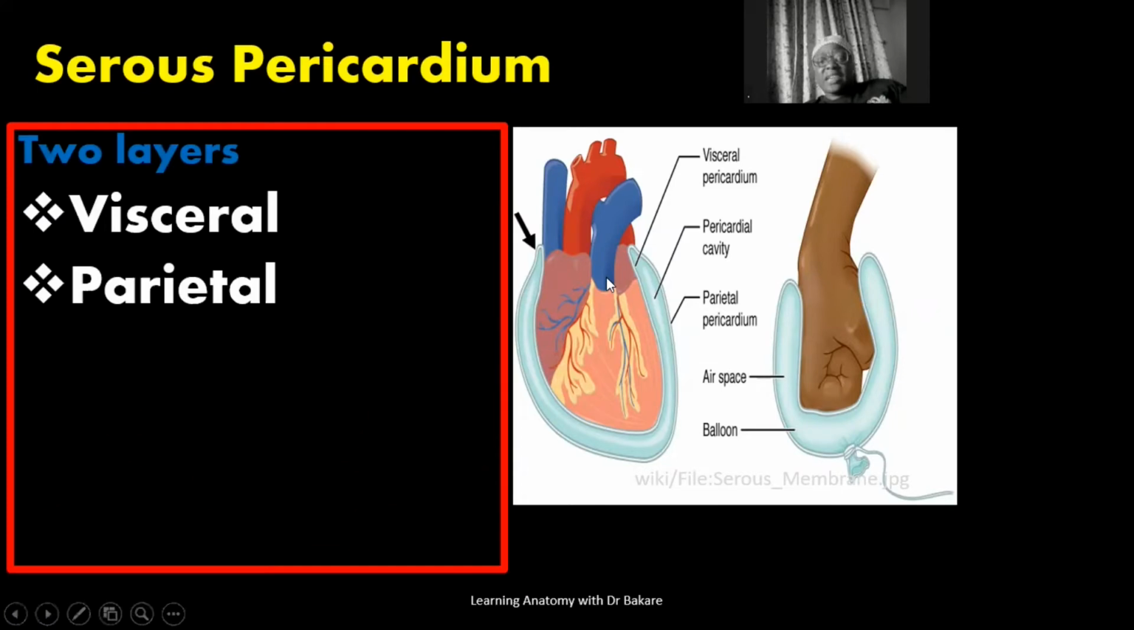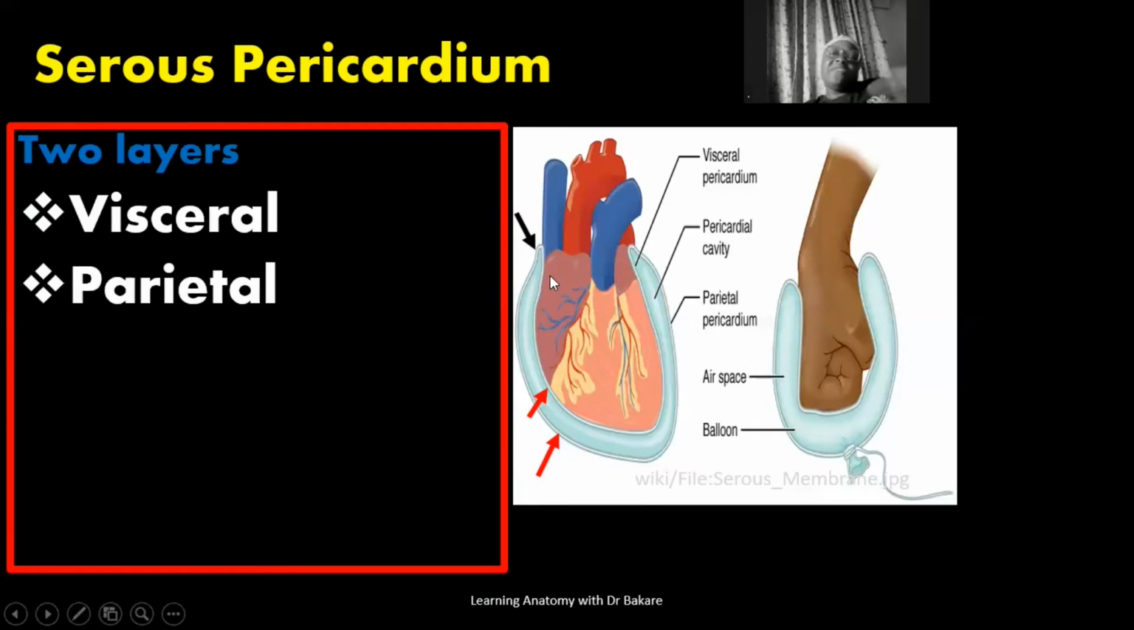If you look at the visceral pericardium, this is the visceral pericardium. If you trace it, you see that it has a close relation with the heart. It is closely attached to the surface of the heart, and this is the visceral pericardium. More on the outside, we have the parietal pericardium. This is seen to be external to the visceral pericardium. So this is the parietal pericardium. The two layers are sublayers of the serous pericardium.